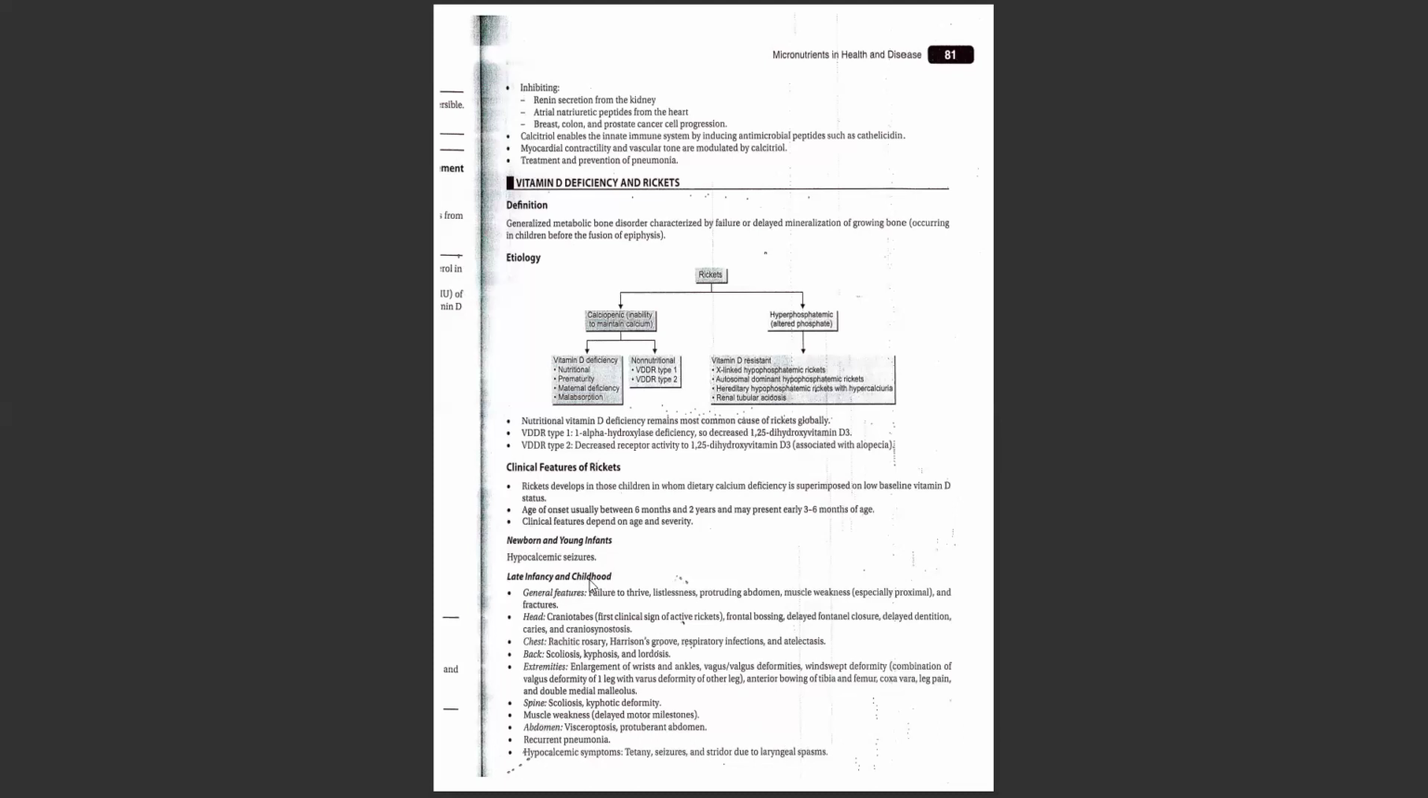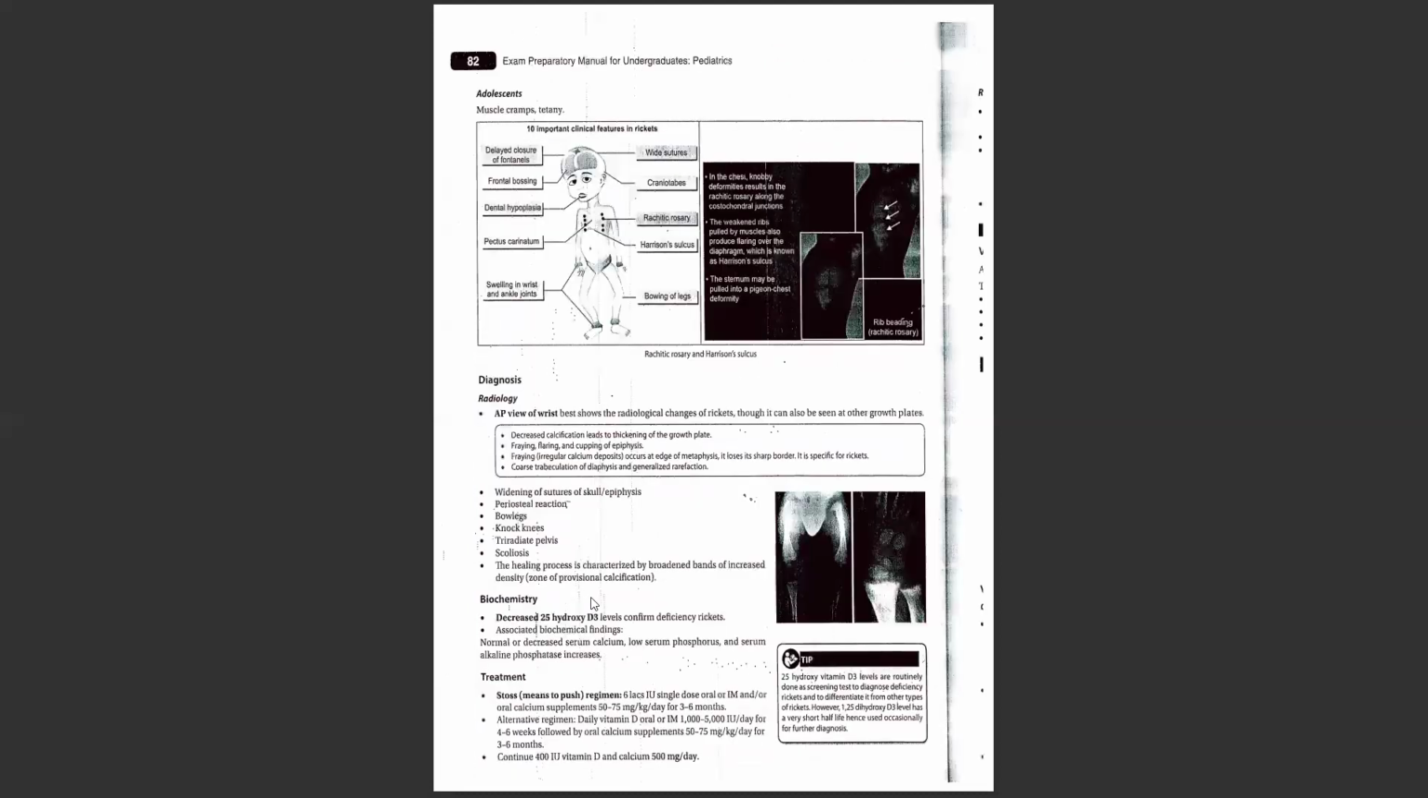To remember them, from head to toe, we can remember general features and the head, teeth, chest, back, extremities, spine and abdomen in late infancy and childhood. Then in adolescents, the patients present with muscle cramps and tetany because of hypocalcemia. So these are the features in the diagrammatic representation of the features of rickets.